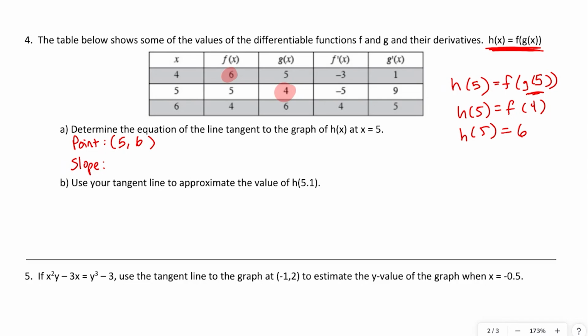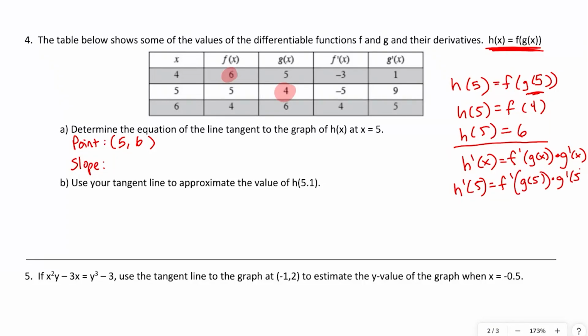To find the slope, we want the derivative of h, which is h prime. So h prime is going to be, just using the chain rule directly here, f prime of g times g prime. So if we want the slope at 5 specifically, we're going to evaluate f prime of g of 5 times g prime 5. G of 5 is 4. We established that earlier.